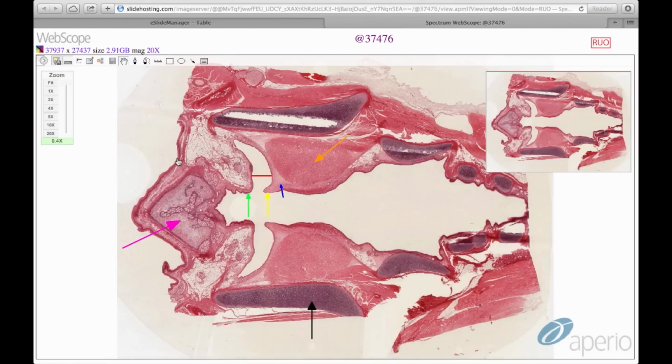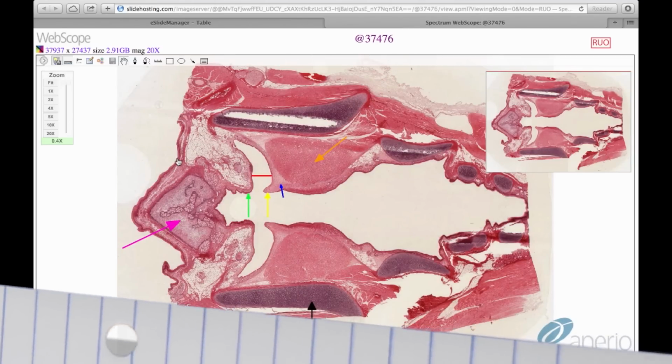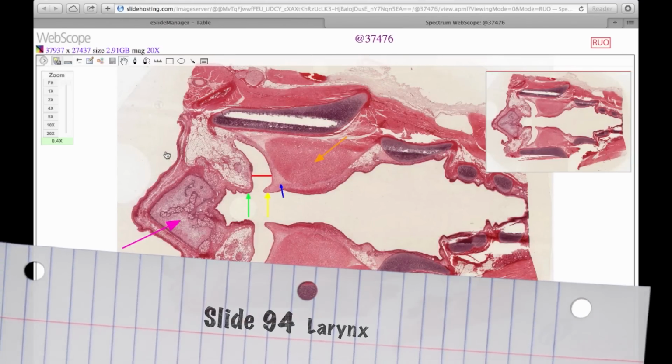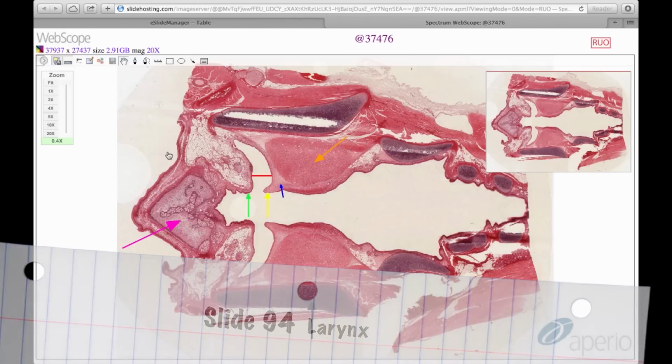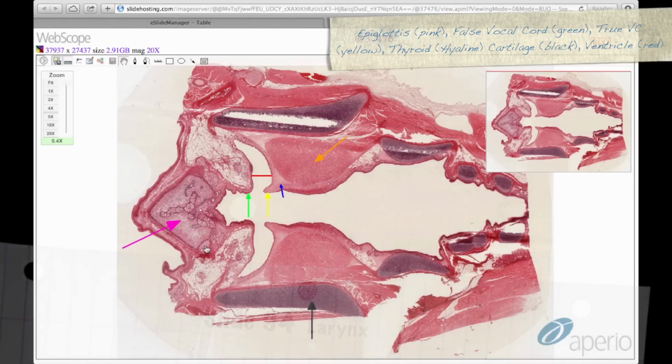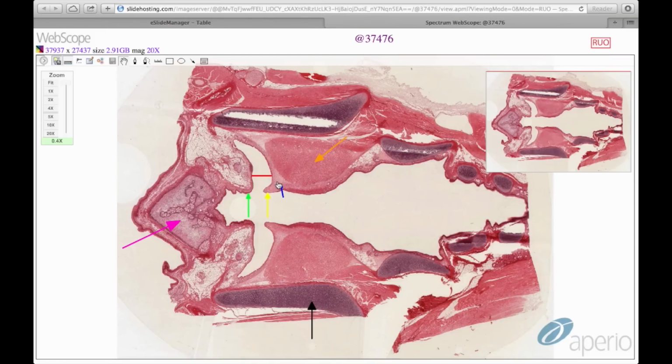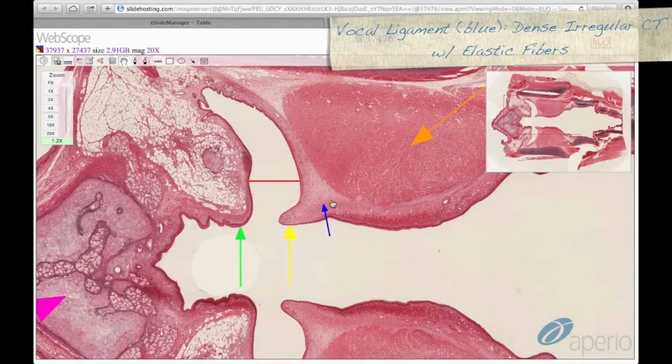We are now moving down the respiratory tract to slide 94, which is a rotated frontal section of the larynx stained with H&E. To orient you, the epiglottis is seen here at the pink arrow, the false vocal cord further down, and the true vocal cord below that. The hyaline cartilage seen here at the black arrow is the thyroid cartilage. The ventricle is spanned by the red line. It is the space between the false vocal cord here at the green arrow and the true vocal cord here at the yellow arrow. As I zoom in, you can see the vocal ligament at the blue arrow.